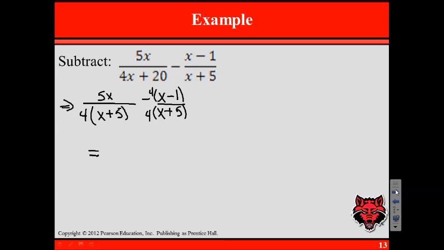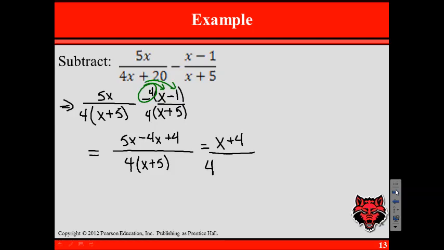Once we do so, we have one denominator, 4 times x plus 5. In the numerator, we have 5x, and in the second fraction, we're going to take this negative 4 and distribute to both pieces in the binomial that follows. Negative 4 times x is negative 4x. Negative 4 times negative 1 is a positive 4. That will leave us with x plus 4 over 4 times x plus 5. Those 4s do not cancel. There are no common factors in the numerator and the denominator, so we're finished.